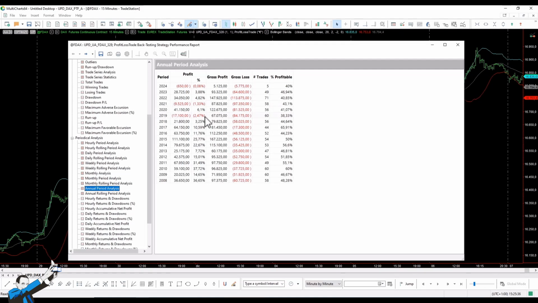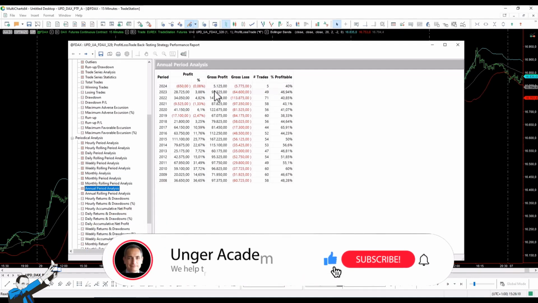As for 2024, it's currently at a loss, but it's a value that I wouldn't consider right now, given that only 5 trades have been made. So I'd say let's give the strategy some room to see if it can confirm the excellent performance of 2022 with €34,000 and 2023 with €28,000.